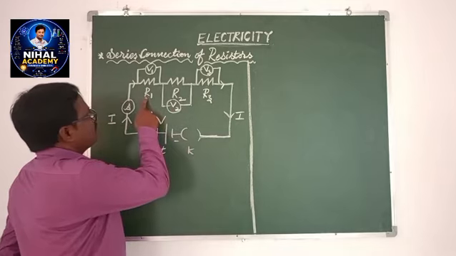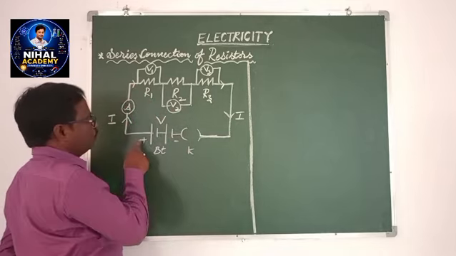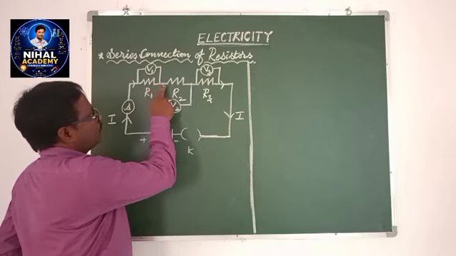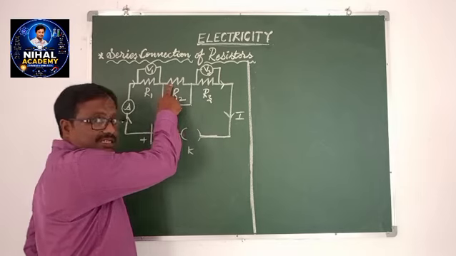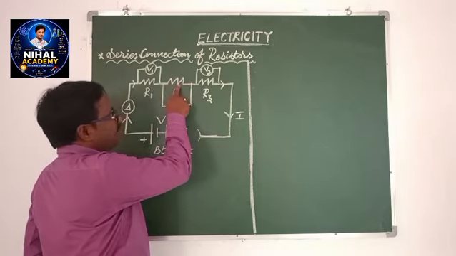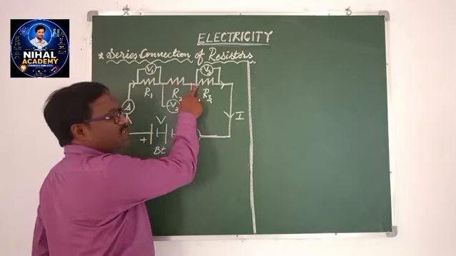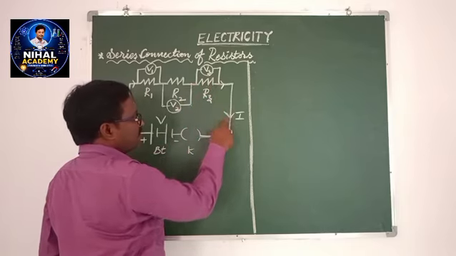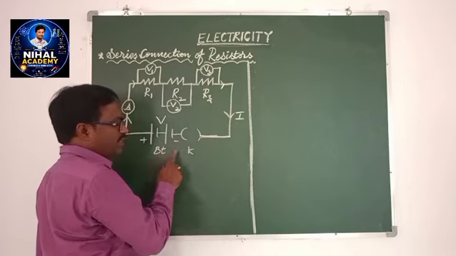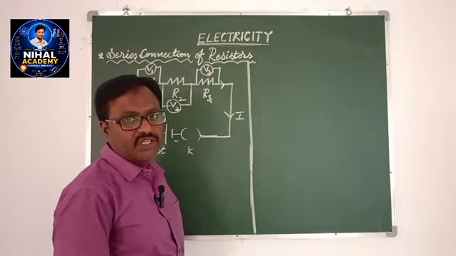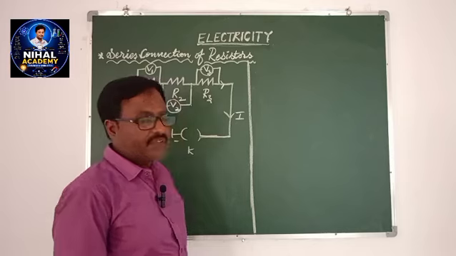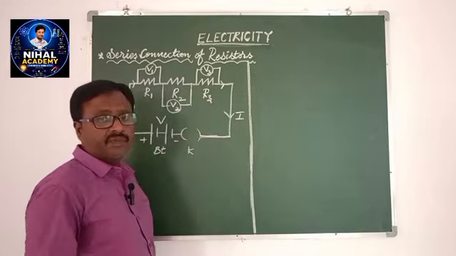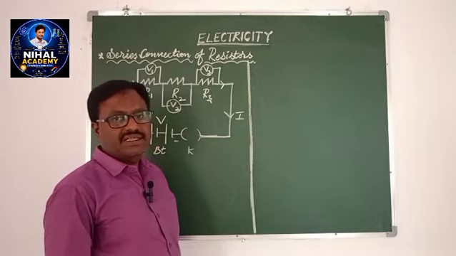The first resistor R1's first end is connected to the positive of the battery, and the second end of the first resistor is connected to the first end of the second resistor, and the second end of the second resistor is connected to the first end of the third resistor, and the second end of the third resistor is connected to the negative of the battery through the plug key. This type of connection is called series connection. Now when the three resistors are connected in series, we will derive the resultant resistance.